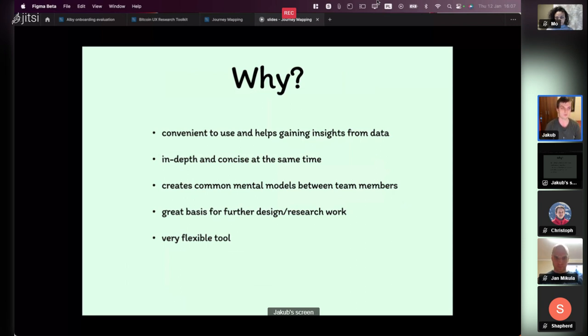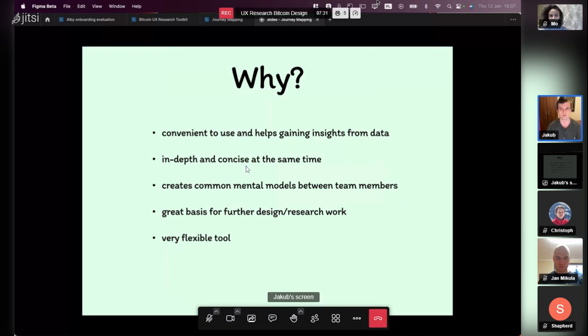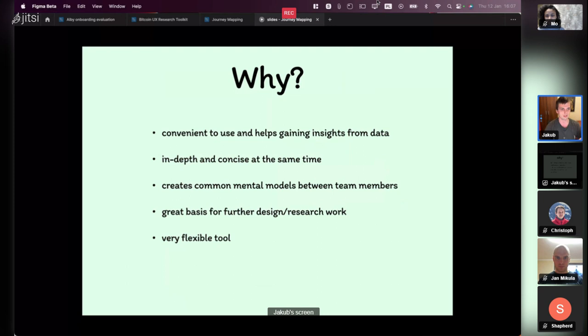And in my opinion, it's one of the most flexible UX research tools. It's very modular, in a way that we can compose the map in a way that it's useful for us, and basically it can be used in, I think, every phase of a product development lifecycle.